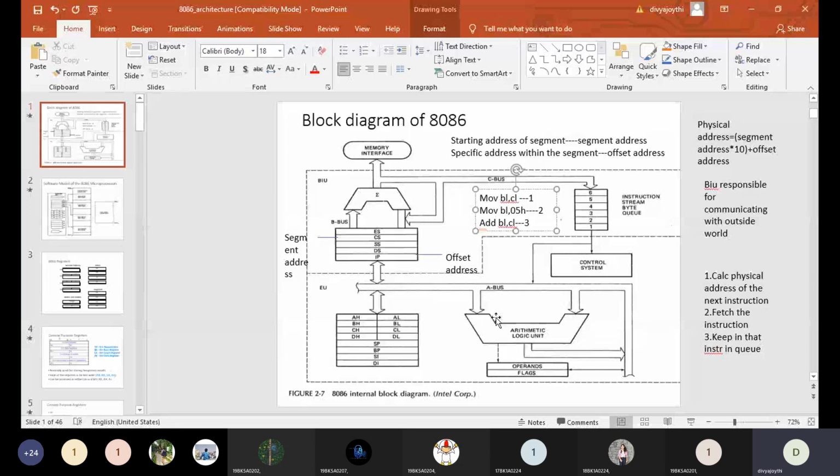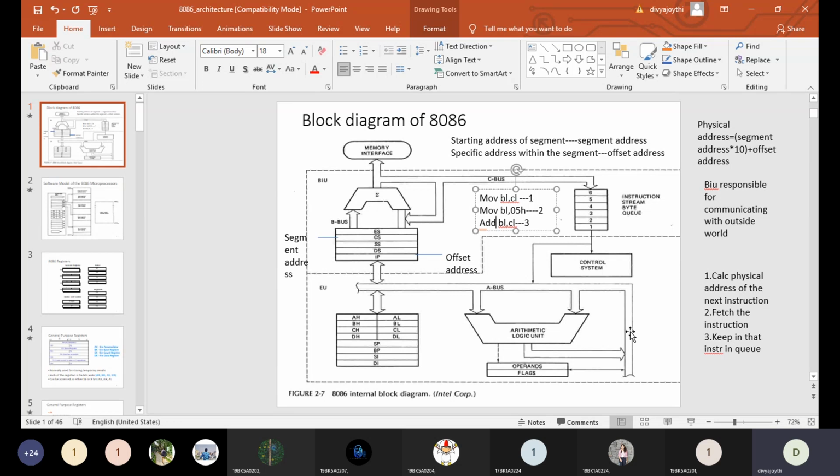So these two arrows will fetch the values from BL and CL. Here you can see the BL and here you can see the CL. BL will come in one way and CL will come in another way. In that way, the ALU, the arithmetic logic unit, will receive the two inputs and perform its operation. Once it performs its operation, through this particular arrow line it will produce its output.